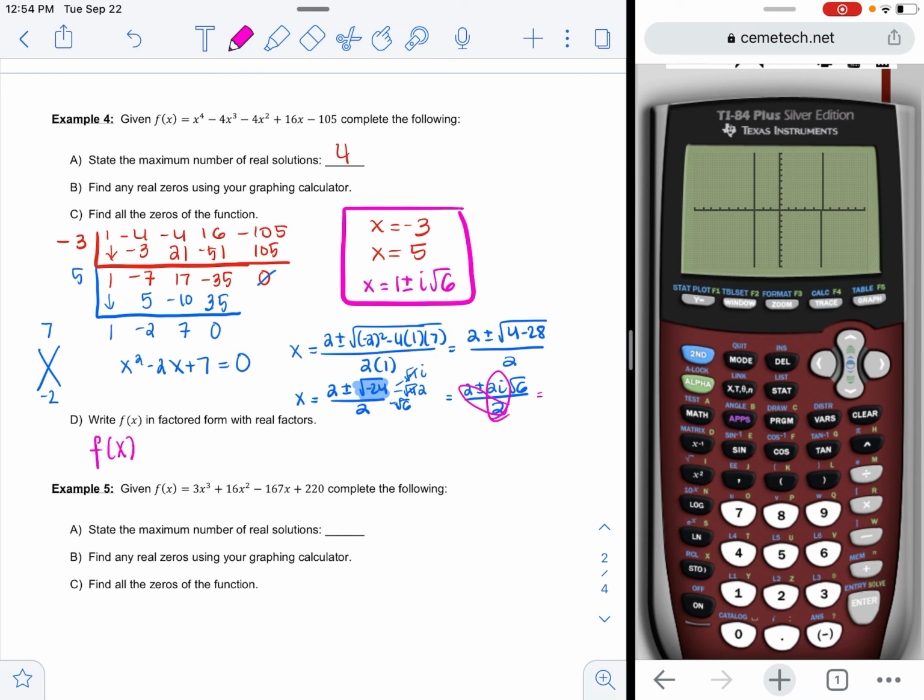Write f of x in factored form with real factors. F of x equals x plus 3, since negative 3 is a 0. X minus 5, since 5 is a 0. And then remember, this was not factorable, so I'm not going to write this into weird factors here. I'm going to write x squared minus 2x plus 7.